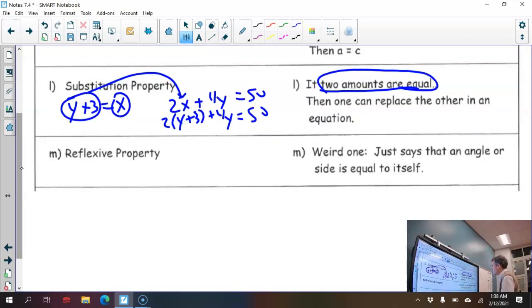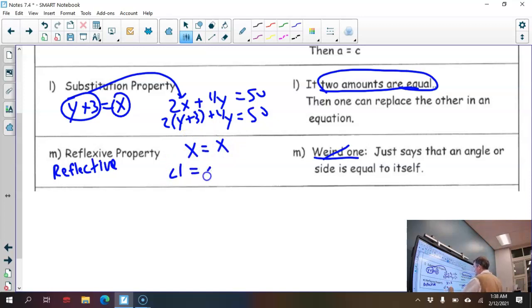All right, the reflexive property. This is a weird one. It's kind of stupid, but you'd be surprised it gets used all the time. And it just says that an angle or a side is equal to itself. You know, a lot of people remember this as reflective. Like I'm looking in a mirror, reflection, I just see myself. This just says something like x is equal to x, or angle 1 is equal to angle 1. All right, that's all set. Something is equal to itself due to the reflexive property.